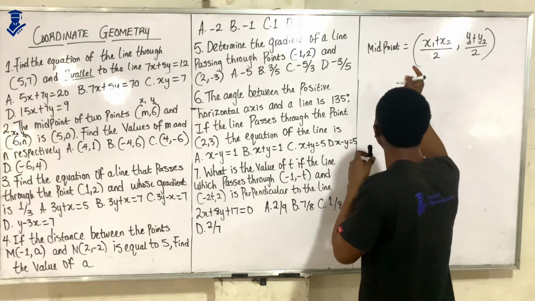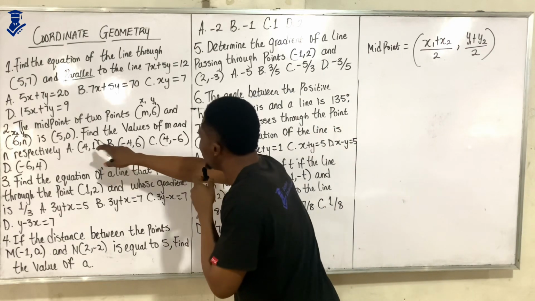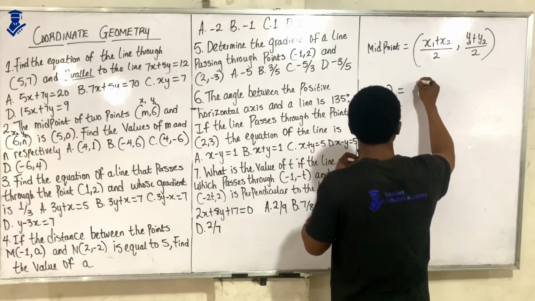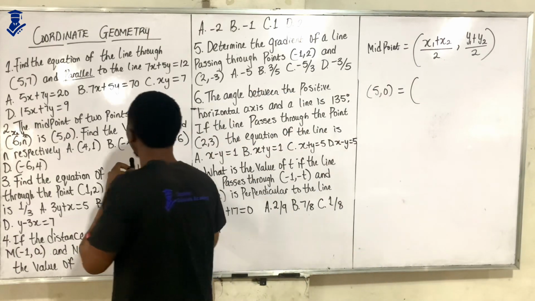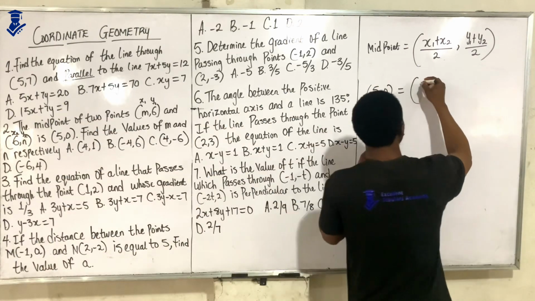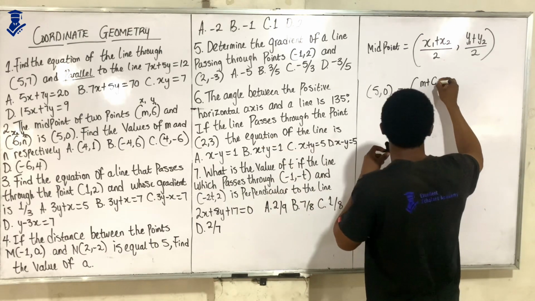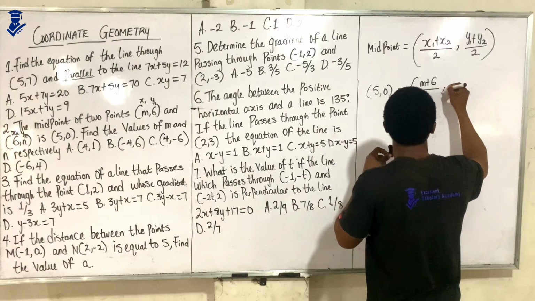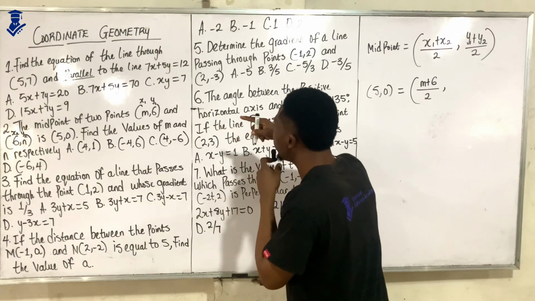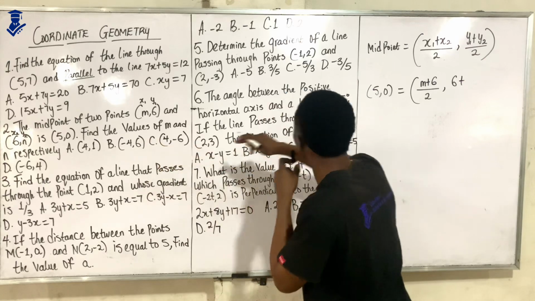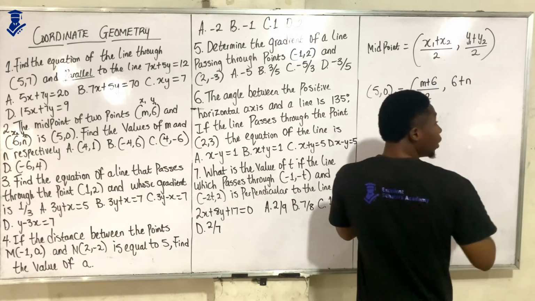So let's put the input into this. They told us that the midpoint is (5, 0). It is equal to what? Now, x1 is m, plus x2, which is 6, over 2, comma, y1 is 6, plus y2, which is n.